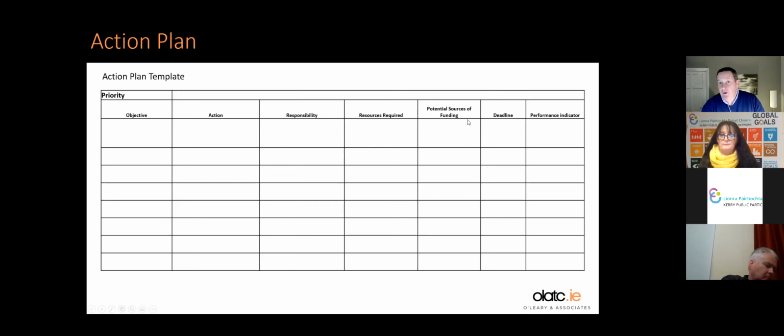Next question is, okay, where is that money going to come from? Do we have that money in the account to pay for it? We don't. How do we get it? Can we get a grant for that? Do we have to fundraise for it? Is there any way of getting it? If there's not, then this action doesn't happen.